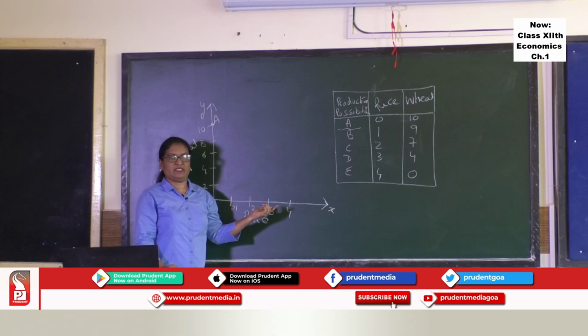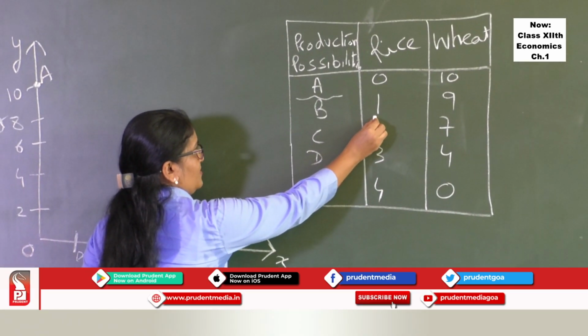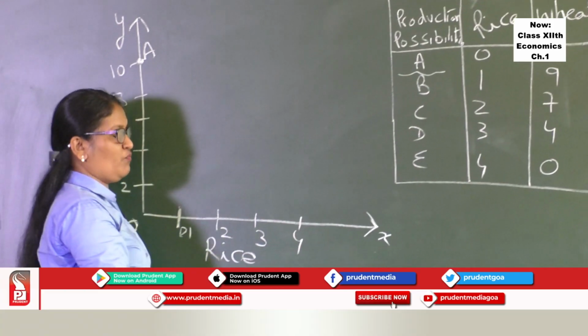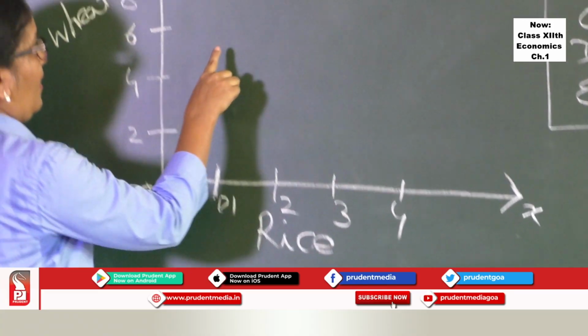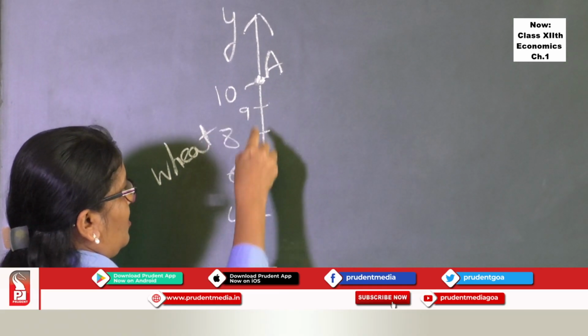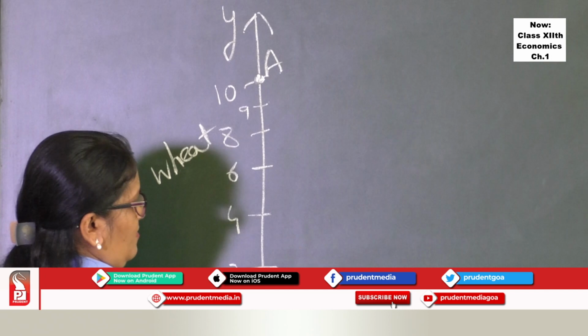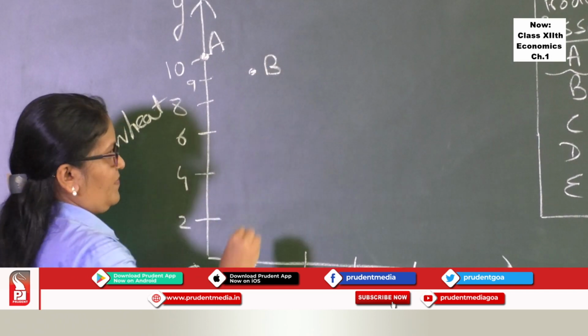Next plot possibility B, which is 1 lakh tons of rice and 9 lakh tons of wheat. So we have 1 lakh tons of rice here, and on the y-axis you have to see where is 9. Now 9 is between 8 and 10. So you plot your possibility B.